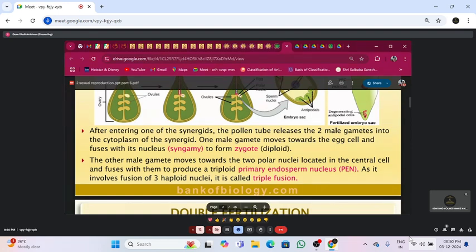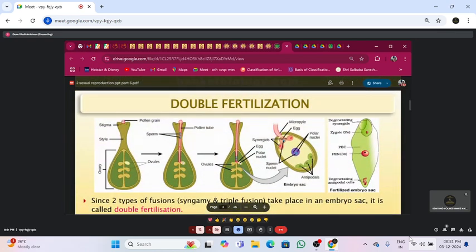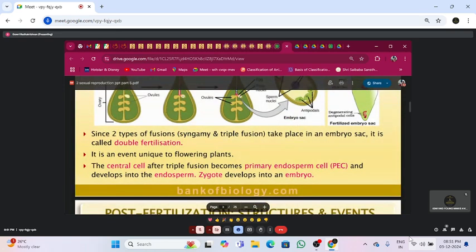Then the other male gamete fuses with the two polar nuclei located in the central cell. That becomes triploid, because it is three haploid nuclei, and it becomes the primary endosperm nucleus. The cell becomes a primary endosperm cell, and since it involves fusion of three haploid nuclei, it is called triple fusion.